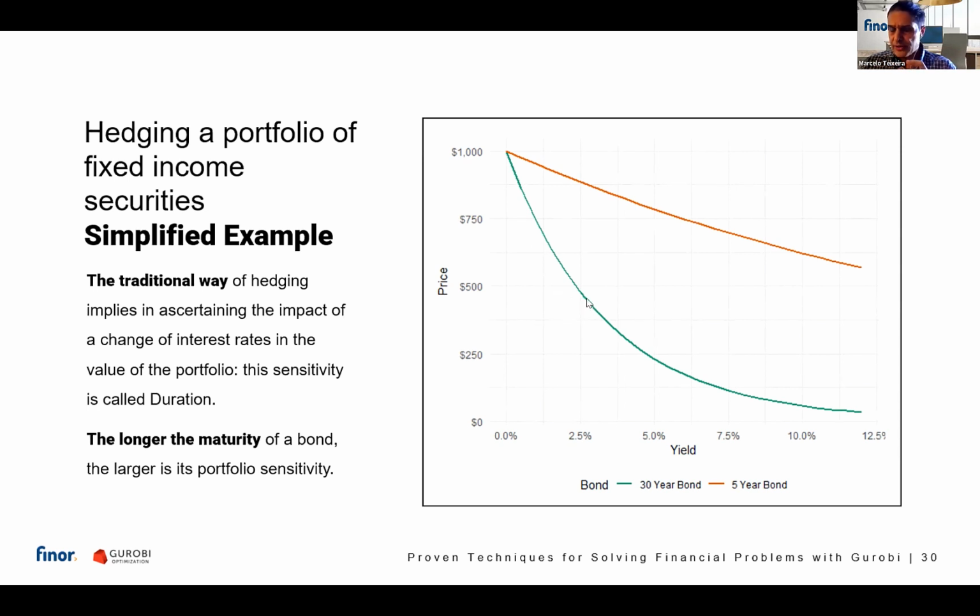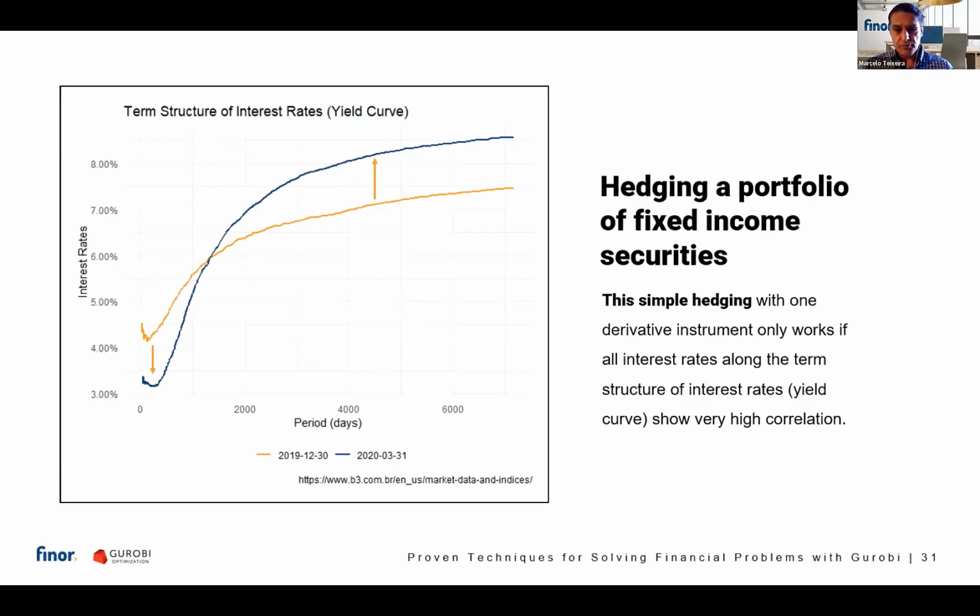So for small rate moves, the duration approximates well. And for bigger rate moves, as you can see, the slope will be changing. So we use convexity, which is another measure, the second derivative, the rate at which the duration changes. So basically, for those not financially savvy, just take my word: the longer the bond, the longer the duration, the more convexity it has, and more interest rate volatility risk. So that poses a problem.